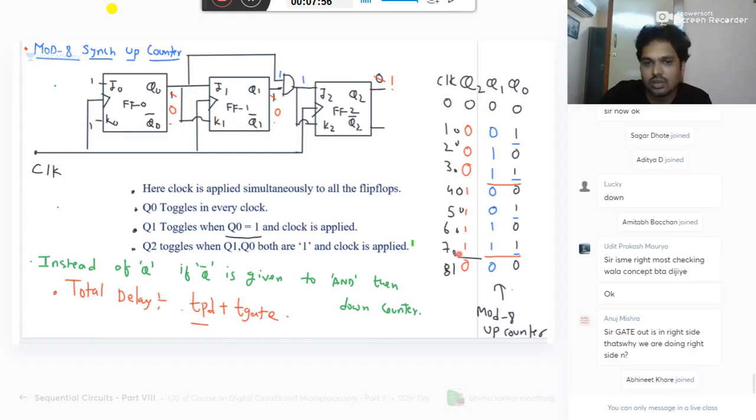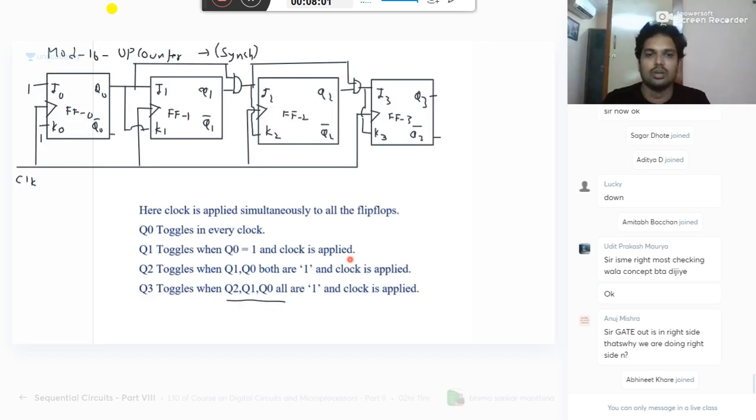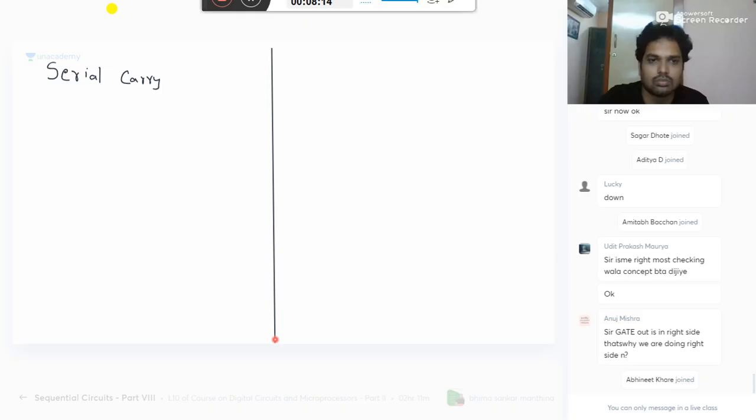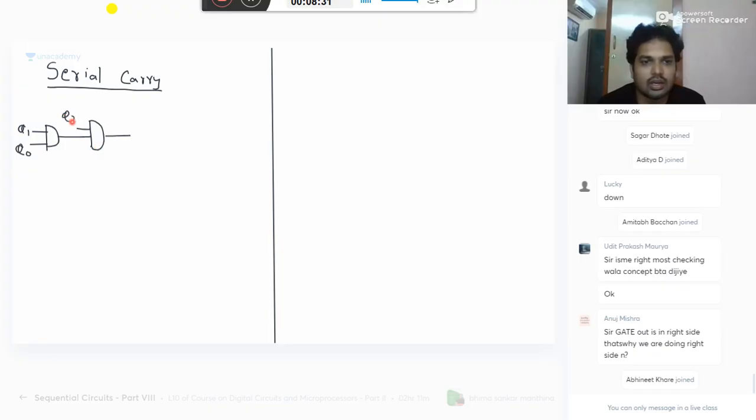Okay, so now listen here. Here, your carry, that is your AND gate, is designed like this, the serial carry. See here, what we have done is like this. We took one AND gate for Q1, Q0. From the output, I took another AND gate and connected Q2. Then I get Q2, Q1, Q0. Here what I got? Q1, Q0. One AND gate, its output is connected to another AND gate.